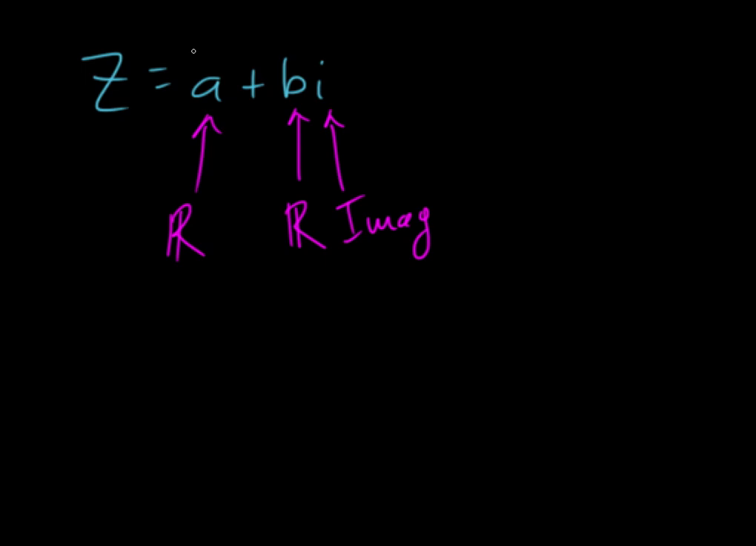And yeah, so i is equal to the square root of -1, which means that i squared is going to be -1. Okay, so let's just jump into some problems and see how it goes.